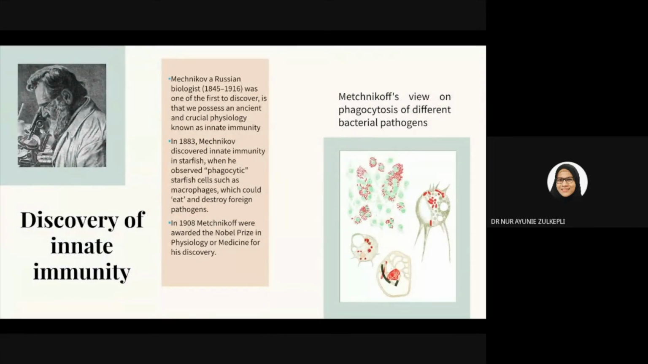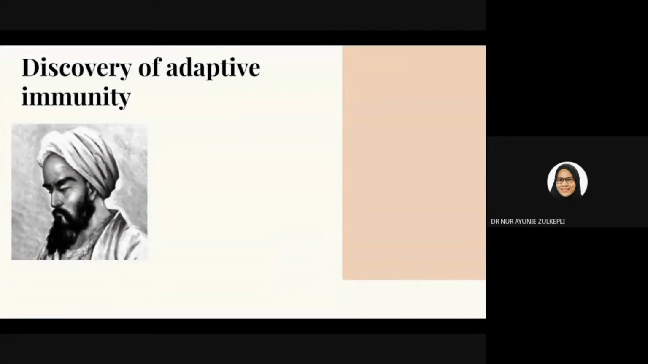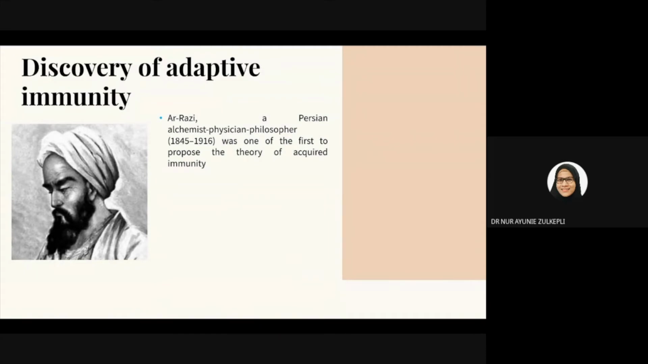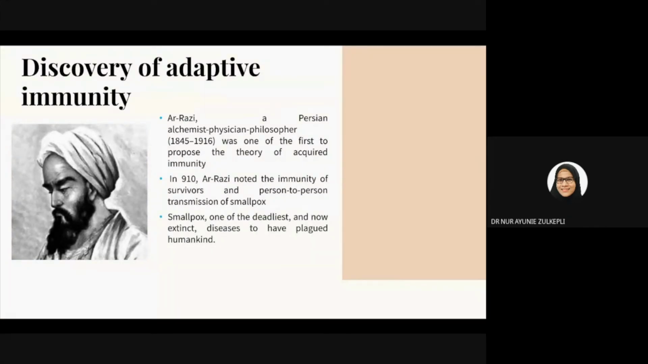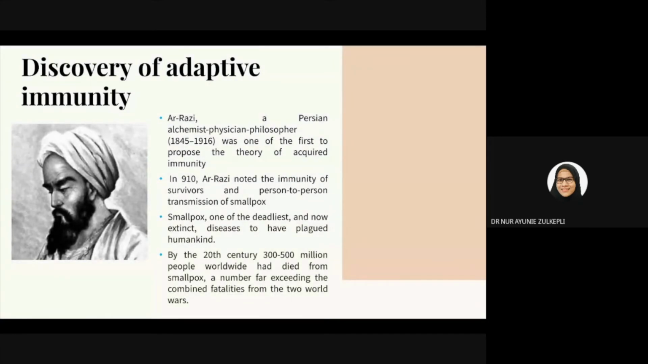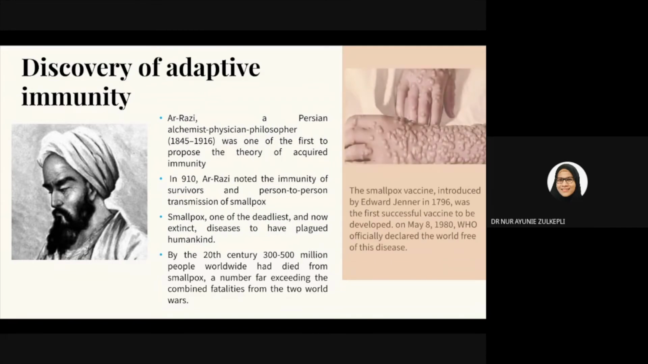So this is how it happens. Okay. So how about the adaptive immunity? It was discovered by a Persian alchemist, physician, and philosopher, Al-Razi. He was the first to propose acquired immunity or adaptive immunity, when he noted the person-to-person transmission of smallpox. At that time we did not know smallpox, chickenpox, and such, but he discovered it. Smallpox is caused by a virus, right? And it became a pandemic at that time. So he was the first to discover adaptive immunity from smallpox transmission.